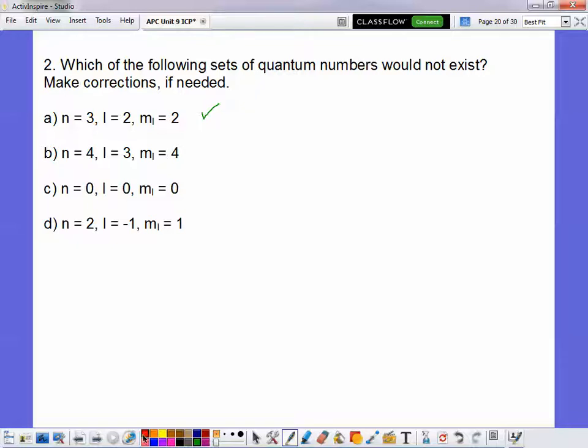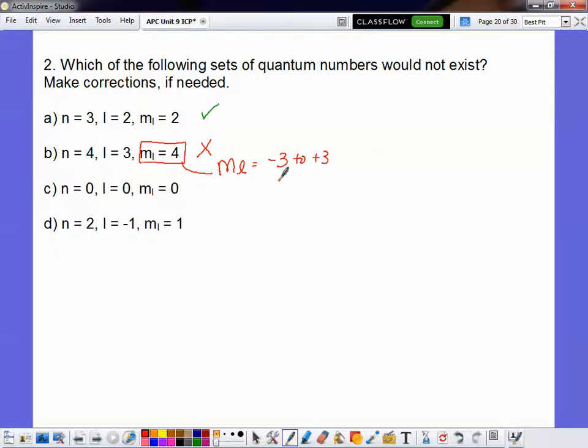No, B would not exist. Something's wrong with B. What part of B is wrong? The M sub L. Remember, M sub L, for this case, has to be -3 to +3, somewhere within that range. And 4 is outside that range. What about C?